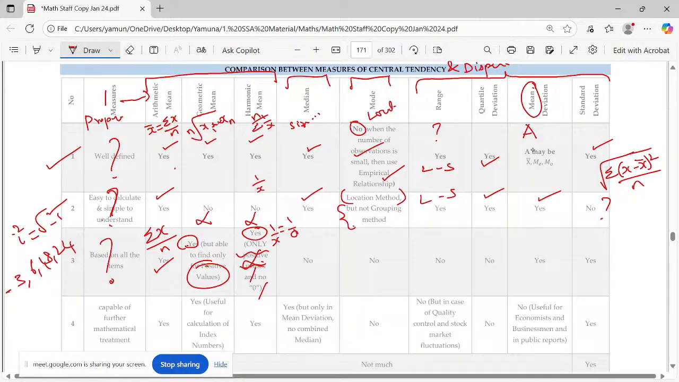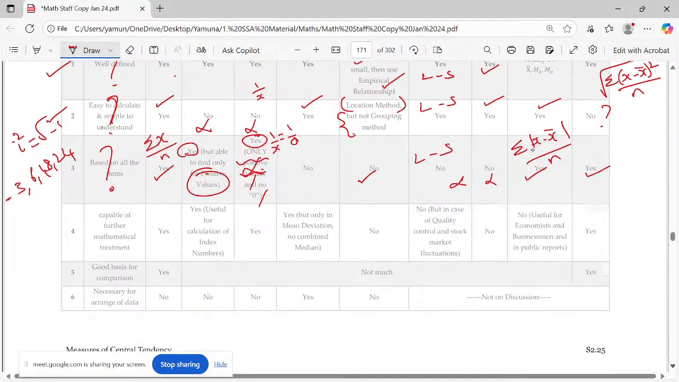Okay. What about median? It's not based on all the items, because median itself says the middle value. Okay. Mode, only the highest repeated value. So not based on. Range, definitely L minus S, not based on. Quartile deviation, again not based on. Mean deviation, obviously yes, because for each and every value we take the deviation from X bar, then divide by n. Standard deviation, for each and every value of X we take. So mean deviation and standard deviation, yes, they are based on all the items. Okay, let me go for the fourth one.